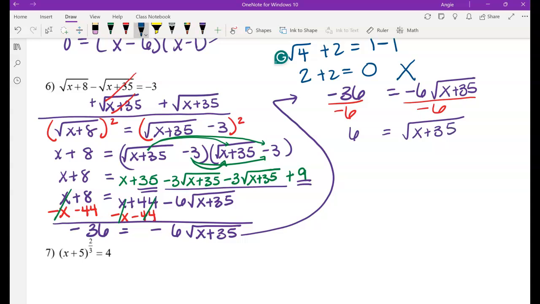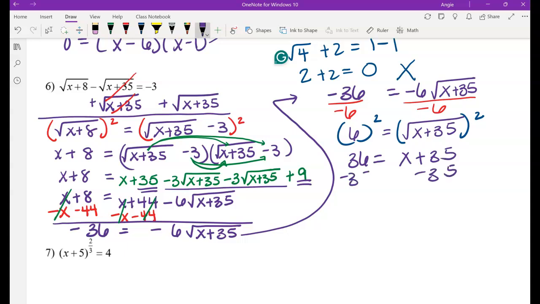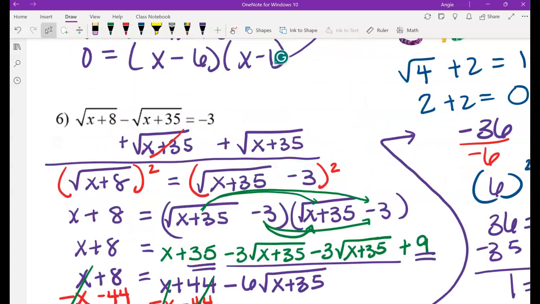Yes, this question is difficult because it looks like we are squaring twice. So 6 squared, that's going to be 36 equals x plus 35, minus 35 from both sides, and that's going to say 1 equals x. But we do need to kind of check it, and we can mental check it if you want, okay? Are you ready to mental math with me? Okay, we're putting 1 in for x, so here we go.